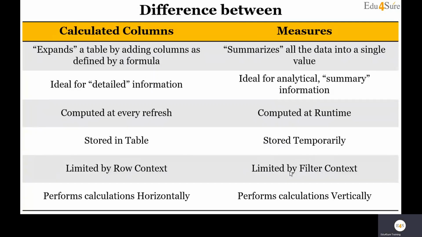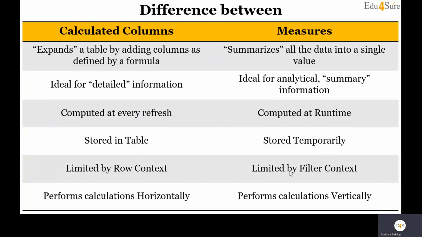Fourth, calculated columns are stored in a table, while measures are stored temporarily. They do not take memory. This is a major difference. So when we talk about calculated columns, they are definitely going to make the entire process slow. But measures are not stored in memory, they are stored temporarily, so they are not going to make your working slow in any case.